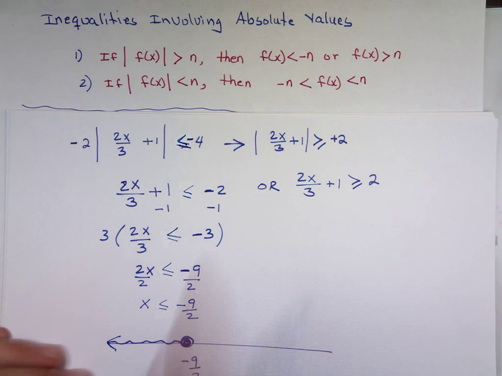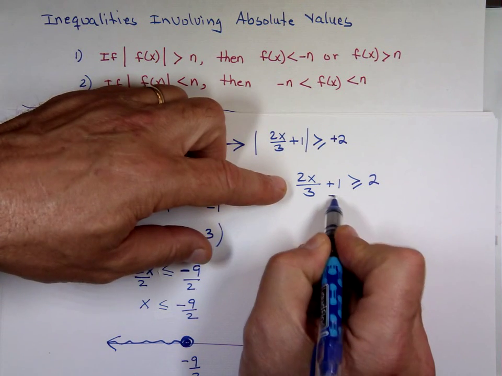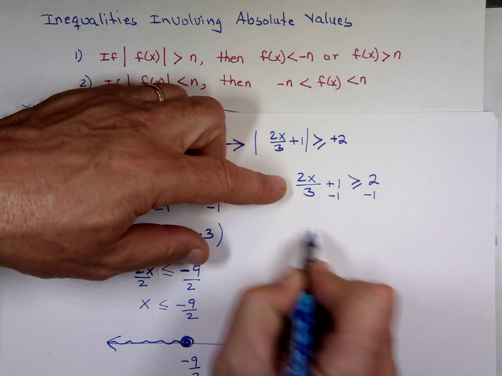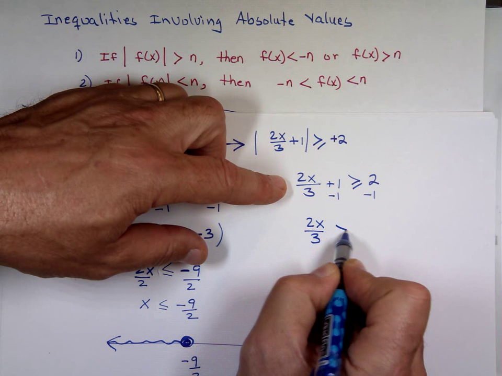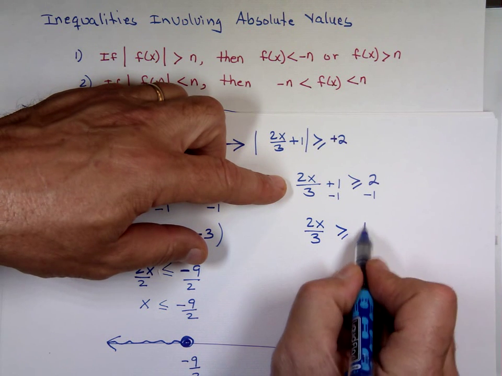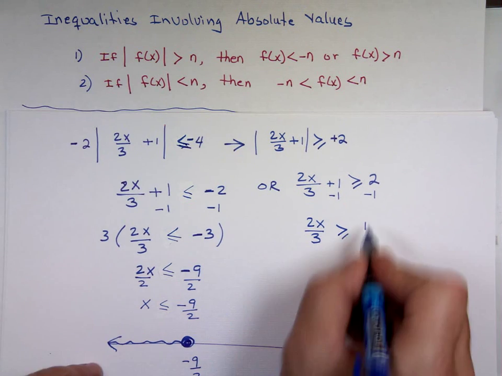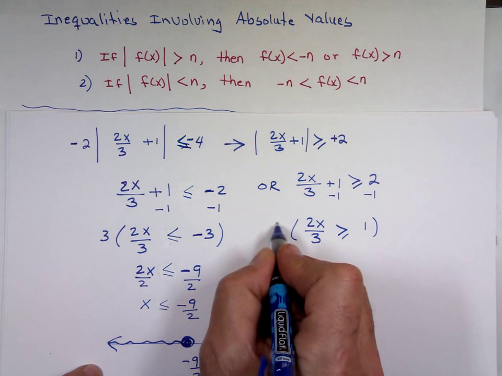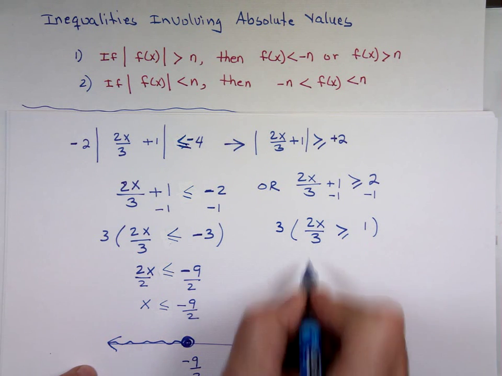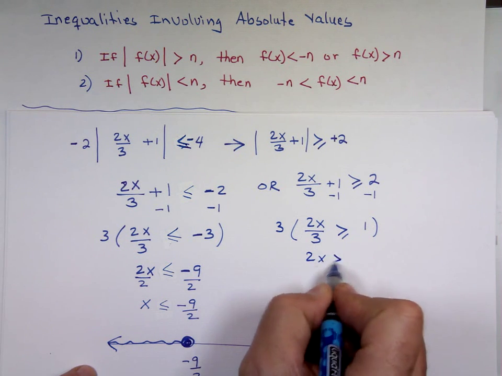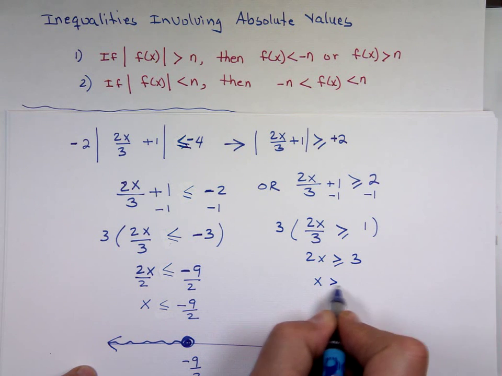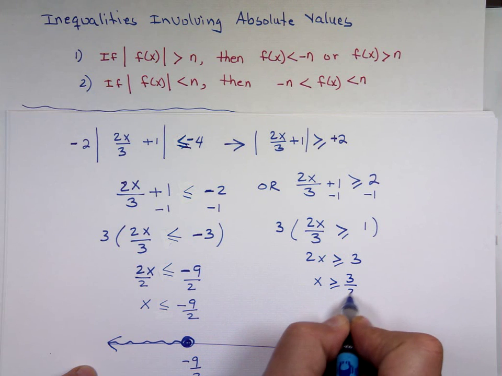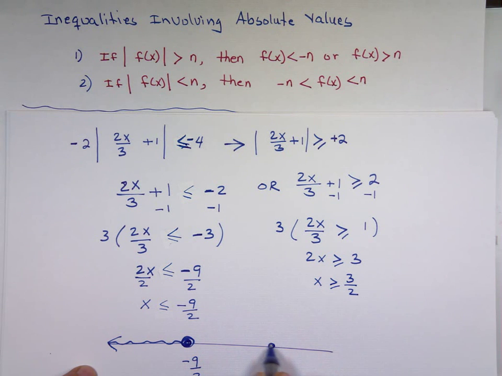Let's look at the other one. Let's subtract 1 from both sides. What do we have? 2x over 3 greater than or equal to what? 1? You want to multiply by 3 to get rid of the fractions? 2x is greater than or equal to what? 3. X is greater than or equal to what? 3 over 2. So the 3 over 2 is right here.